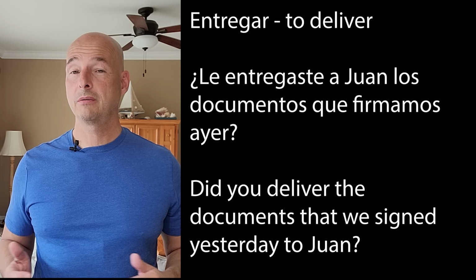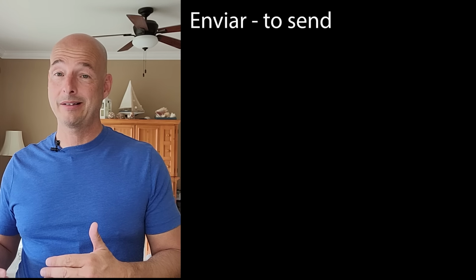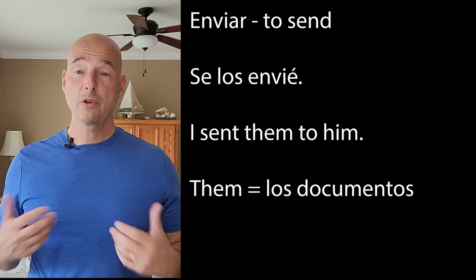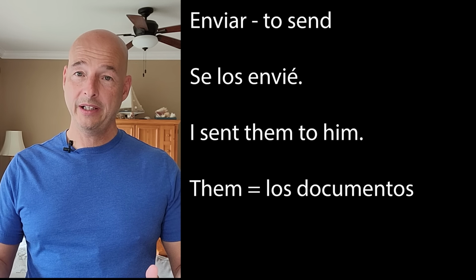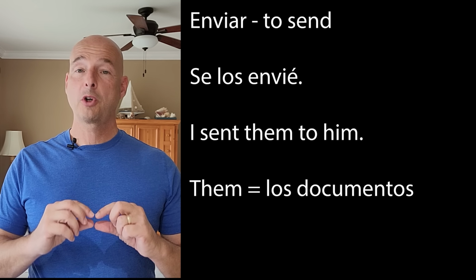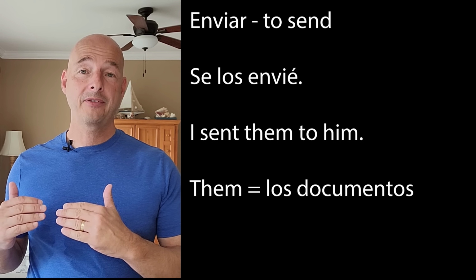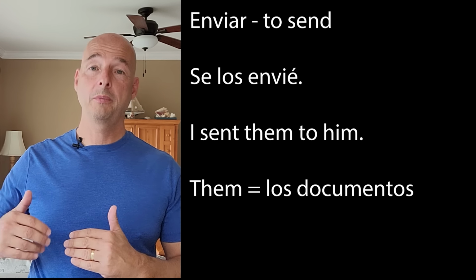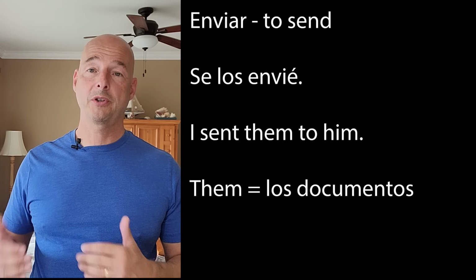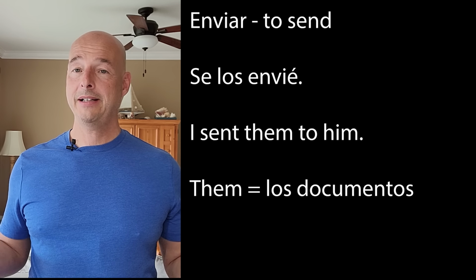So what if you want to say, well, I sent them to him? You could do that using the next verb on our list, which is enviar, which means to send something to someone, right? So if you want to translate, I sent them to him, our le is going to turn into se. We know we're talking about los documentos, so we're going to drop in los, and then we're going to have to conjugate that verb into past tense, the preterite, first person. I sent, envié. Se los envié. I sent them to him. Piece of cake, right? Just take some practice.